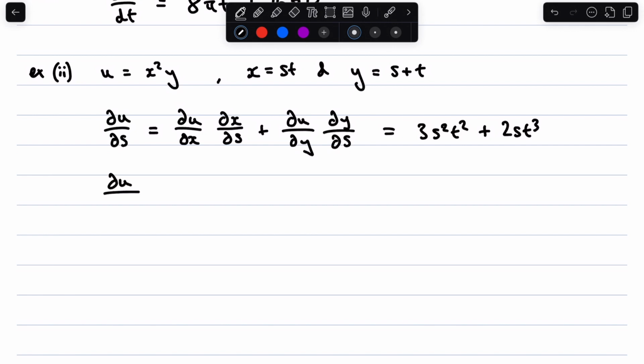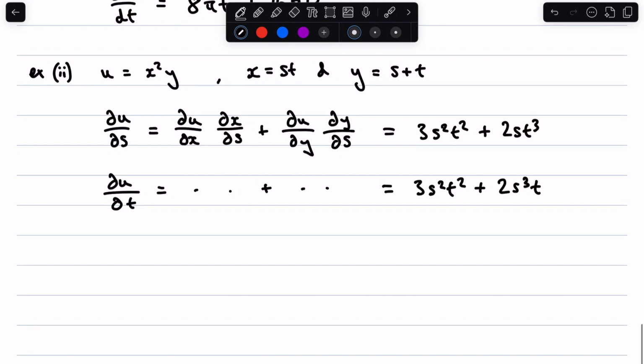So then if we do the same thing but for t, and again you can work out all the derivatives here, this will equal 3s²t² + 2s³t. So very similar but not quite the same. And how will we check this?